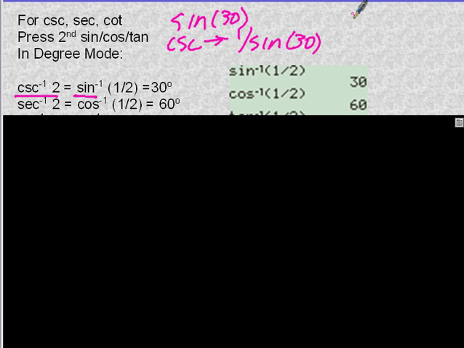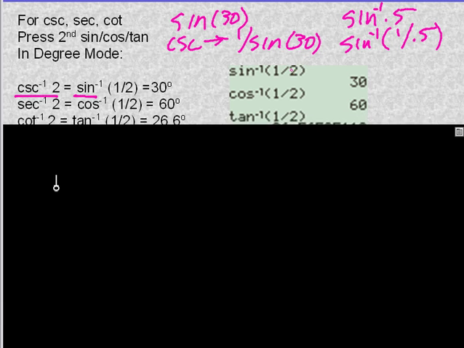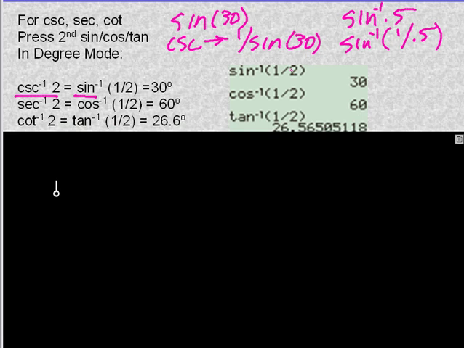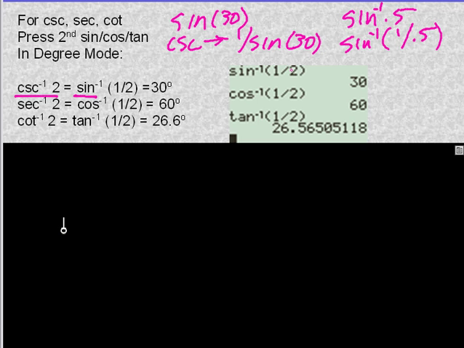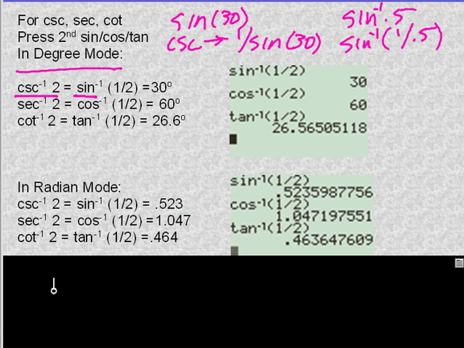Here, inverse cosecant of 0.5 is going to be inverse sine of 1 divided by 0.5. So it is confusing because the reciprocal is different from the normal, so just be very careful. All right, so that is one little trick you have to be very careful of. And other than that, you need to make sure you're in the right mode. And here's in radian mode.